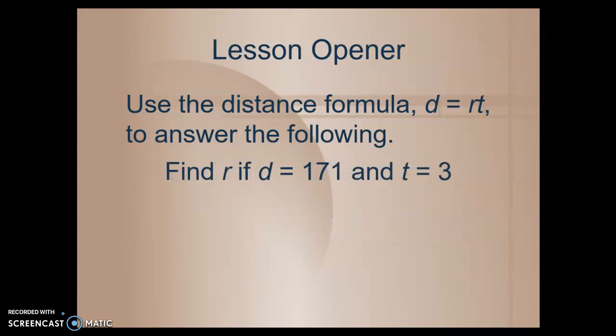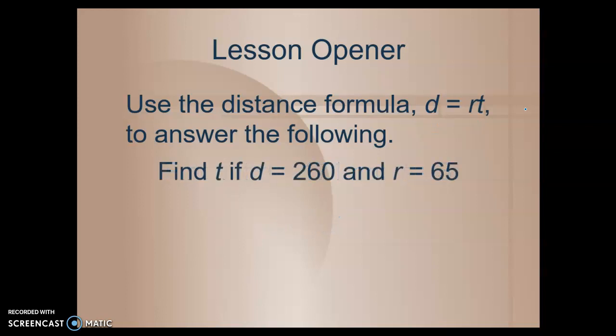Well, what about if you know your distance and you're trying to find your rate? If our distance is 171, our rate we don't know, so we'll leave it as r, and our time is 3. How would we solve for the rate? Hopefully you said, well, r is being multiplied by 3, so we're going to divide by 3. And that is exactly right. When we do that, we find that our rate is 57.